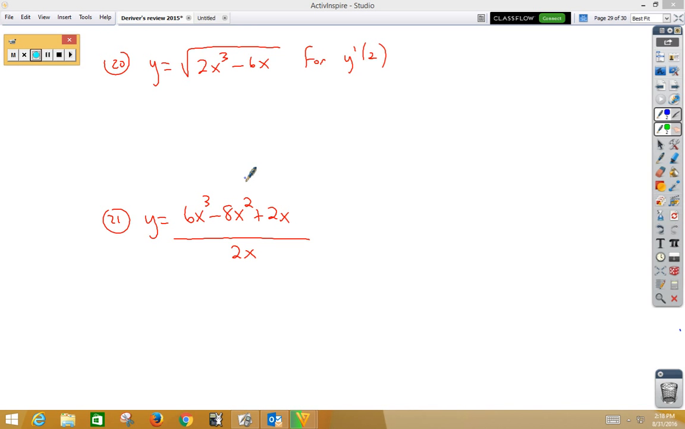This is Derivers Review Part 14. In problem 20, they're asking us to do y prime of 2. So we need to take the derivative and plug in. Let's start with y prime.